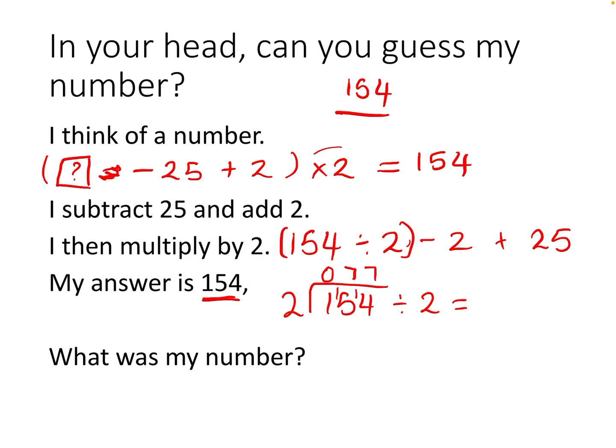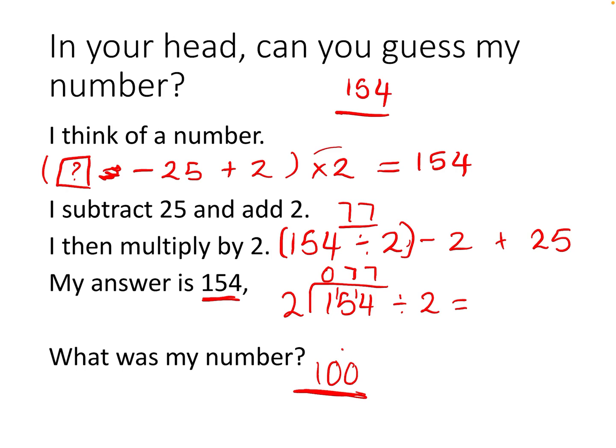So we've got this bit is 77. Now I'm going to do 77, take away 2, add 25. 77, take away 2, is going to be 75. I'm going to add 25 to 75, and do that in my head, and I get the number 100. So this is the number that we think that we start with.